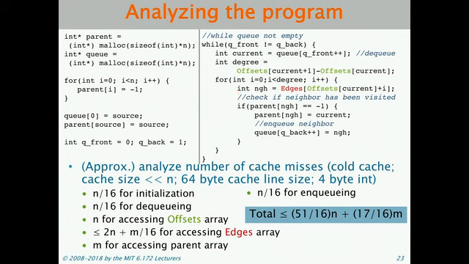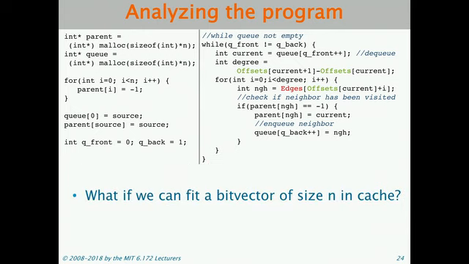So let's see if we can optimize this code so that we get better cache performance. Let's say we could fit a bit vector of size n into cache, but we couldn't fit the entire parent array into cache. What can we do to reduce the number of cache misses? Does anyone have any ideas? Yeah, use a vector to keep track of which vertices have their parent set, and then check with this vector, and only if it doesn't have its parent set yet, go on to the parent array.